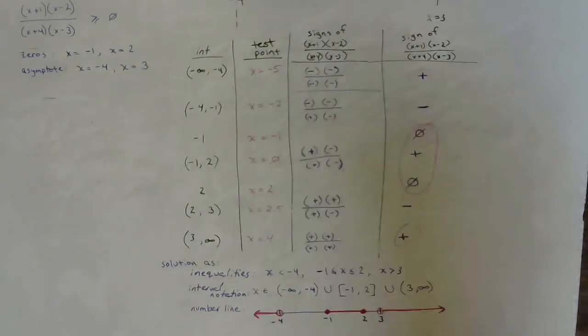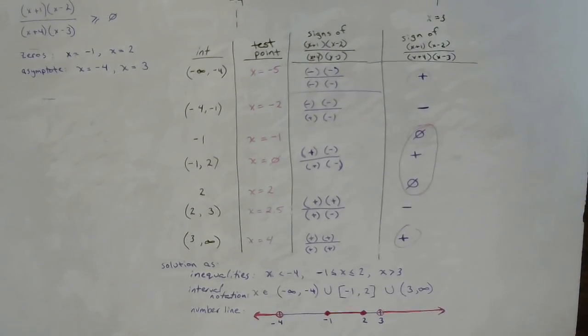Carry on, carry on. That is the end of 3.4. Do you guys have a graph there or no?